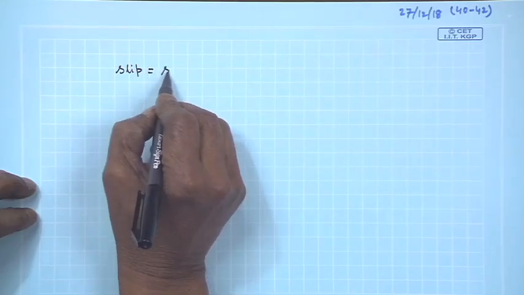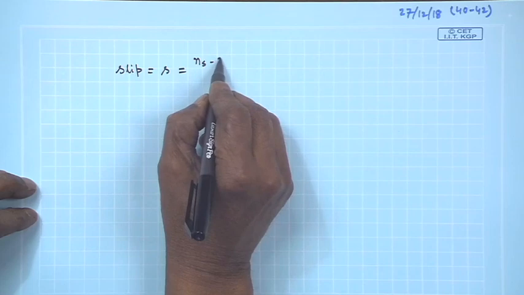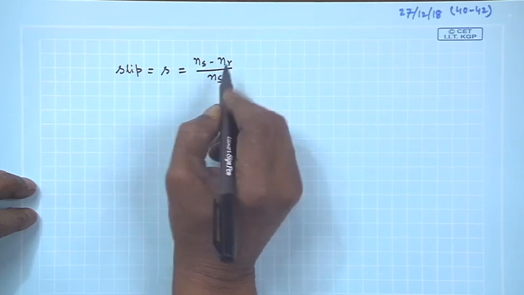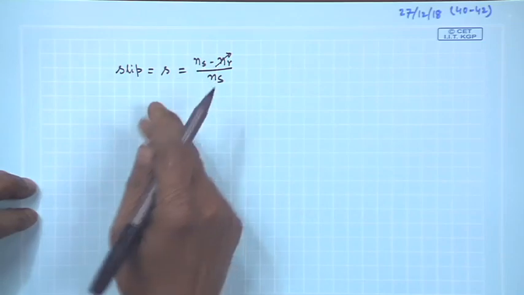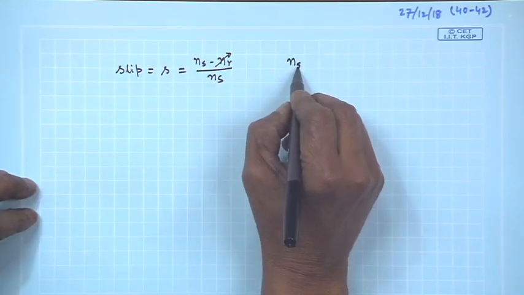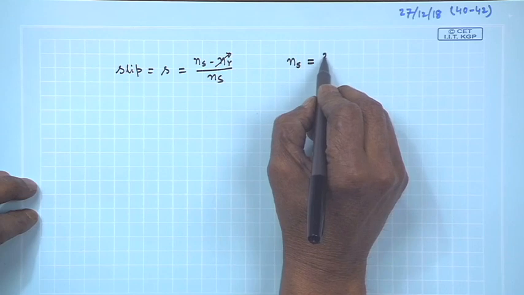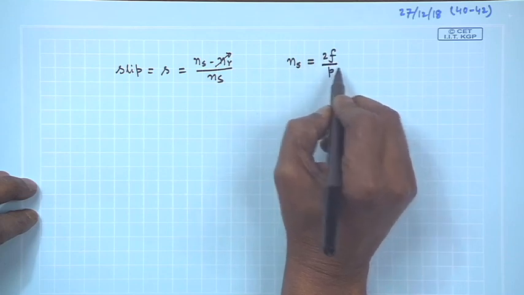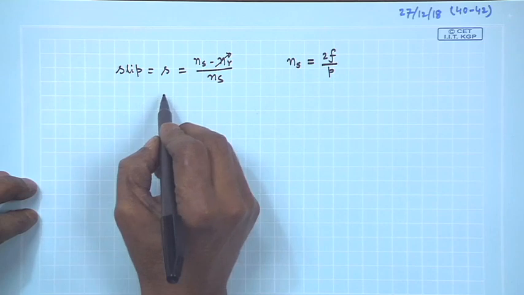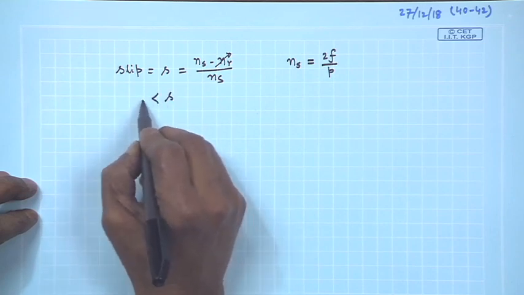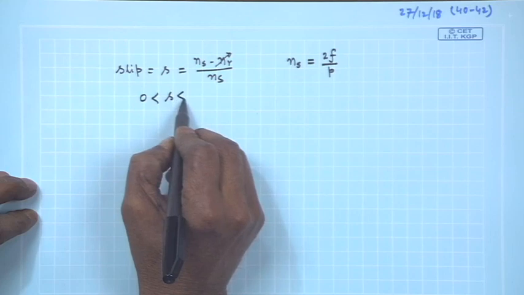Welcome to the lecture on machines. In our last class we defined slip as S equal to (Ns minus Nr) by Ns, and Nr of course may change, but Ns is fixed, which in mechanical RPS is 2f by P. P is the number of poles of the machine, and the value of slip can be between 0 to 1.